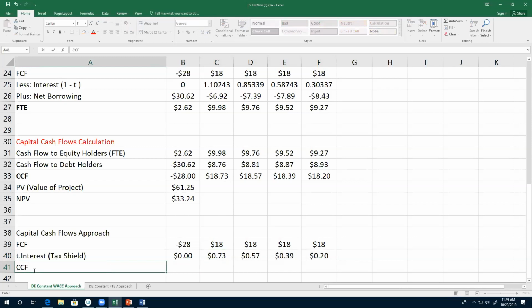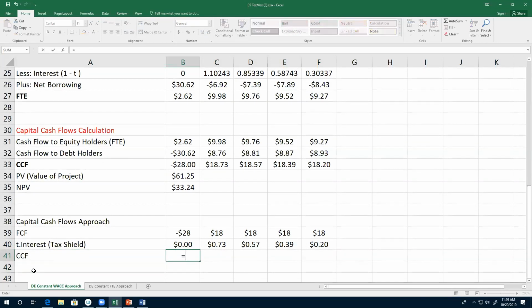Capital cash flow is basically the sum of these two numbers. So equal to this plus this. So you can now copy this and paste this. So my capital cash flows are basically going to look like these numbers. This is an alternative way of doing it over here. I'm just showing you two different ways of calculating capital cash flows.